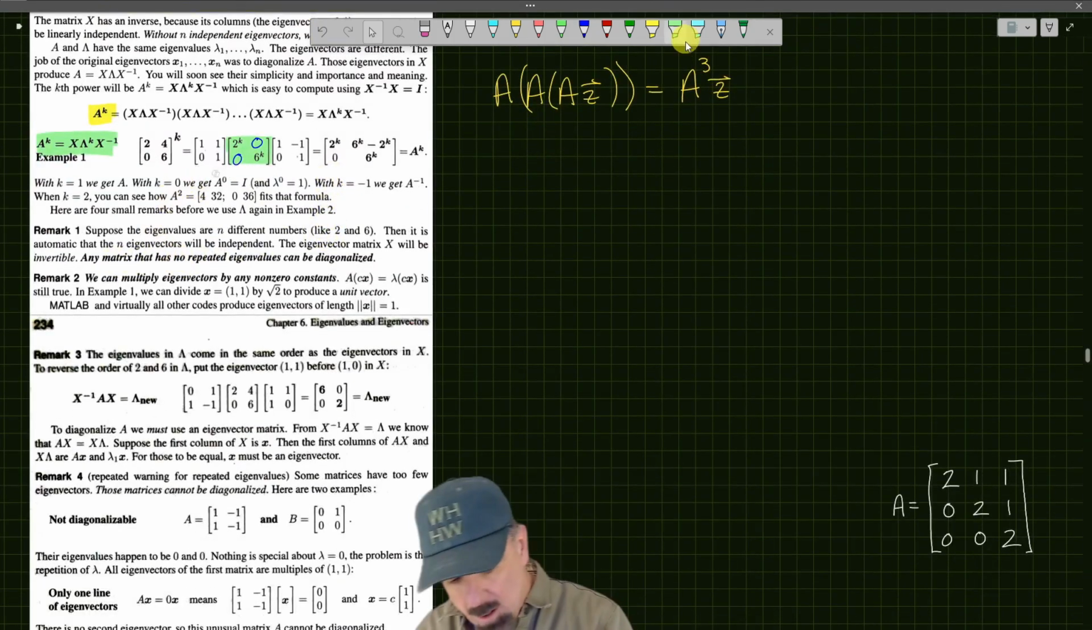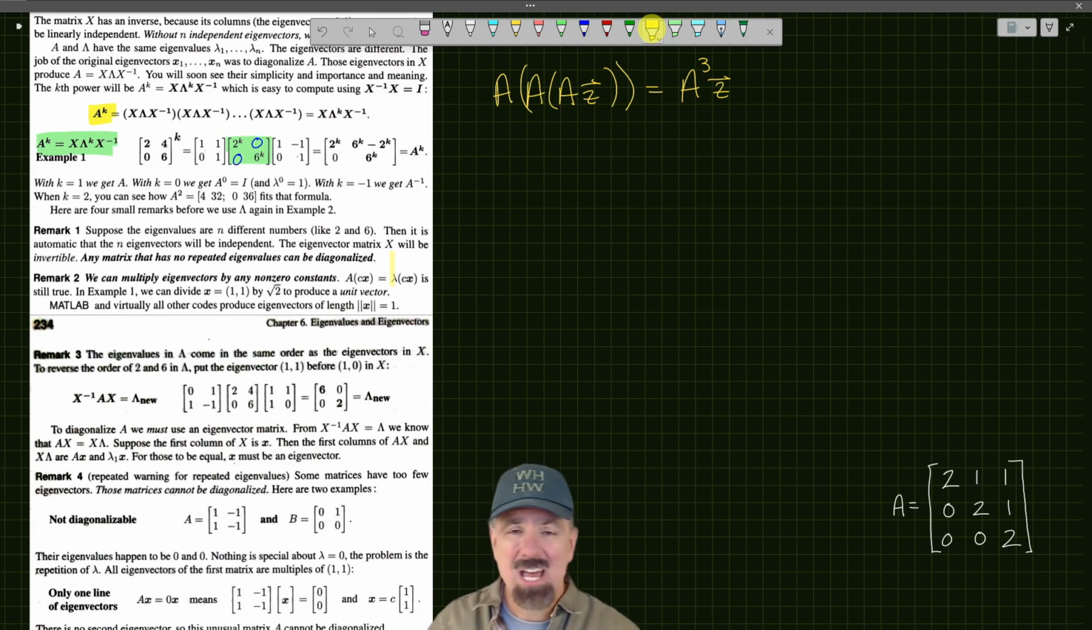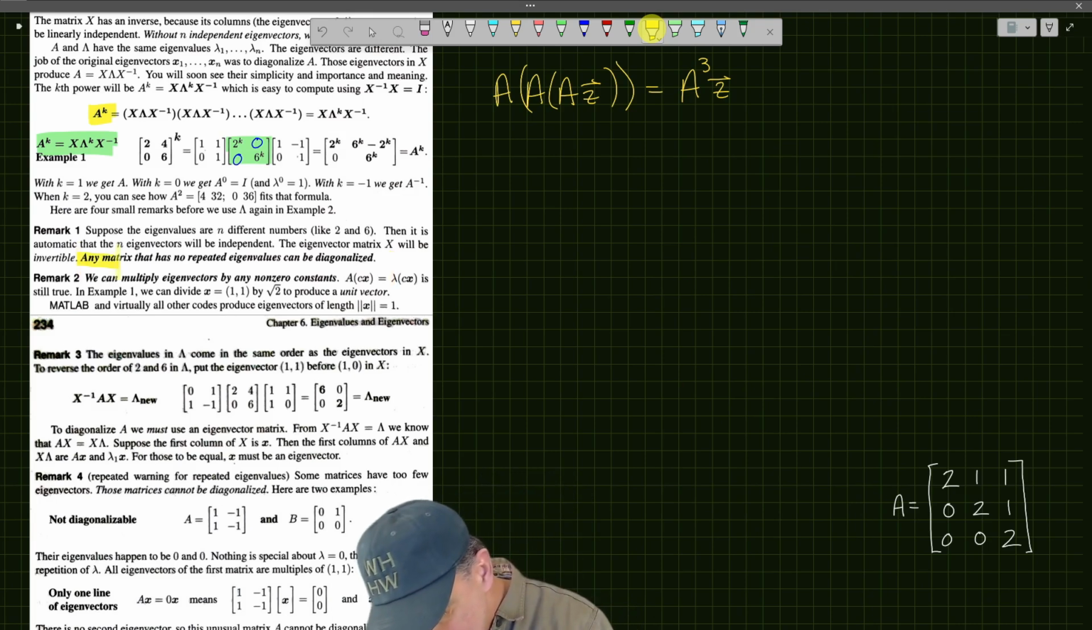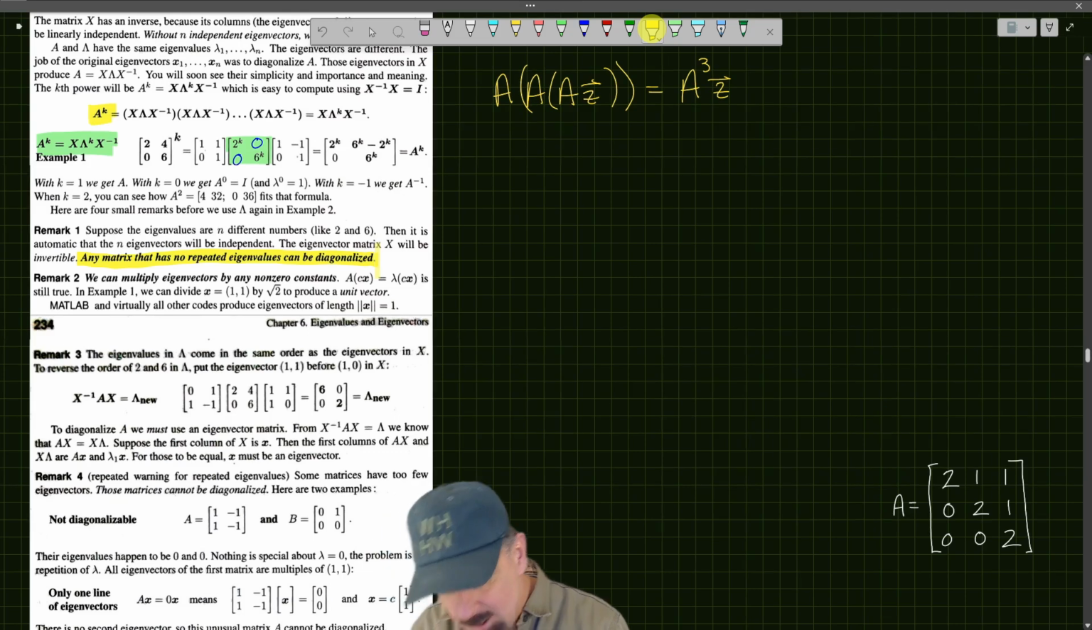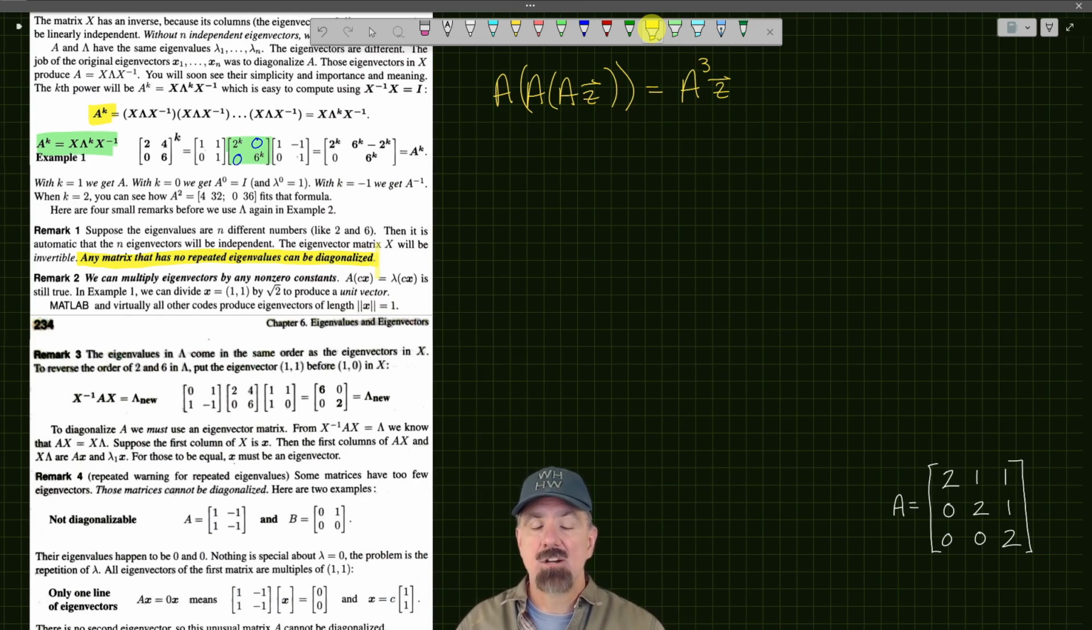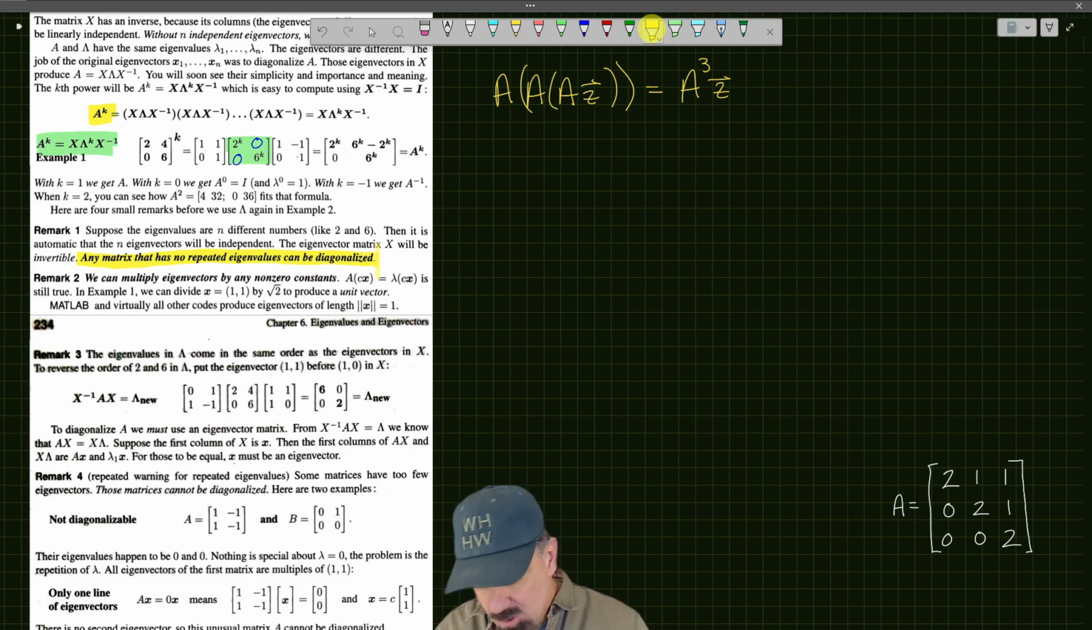The remarks here are an important part of everything, and there's not a lot of moving parts here until we get to the change of basis, but it's good to review and make sure. Remark number one is summarized here. If we have distinct eigenvalues, then we automatically have a set of linearly independent eigenvectors, and that's what we need for diagonalization. We have to have linearly independent eigenvectors. That's remark number one.